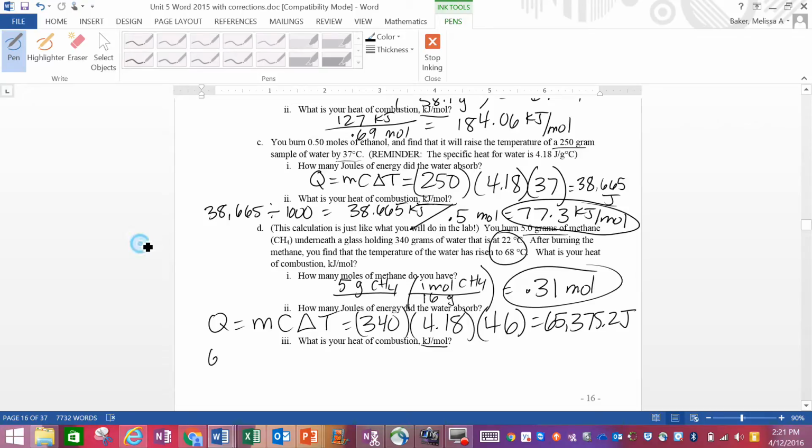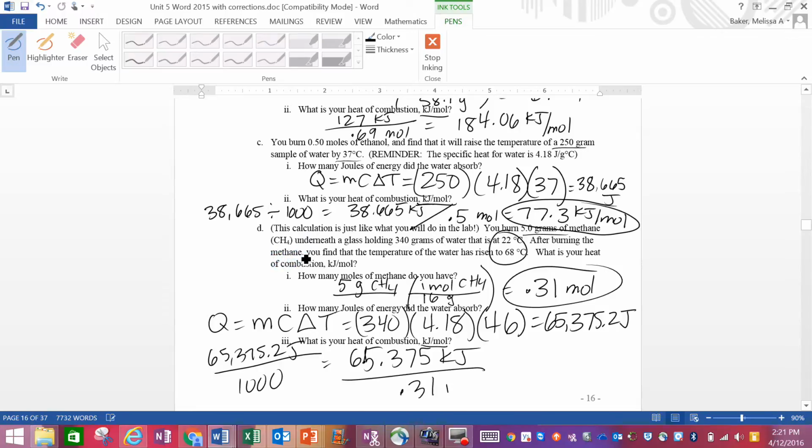So finally I'm going to put this all together and get kilojoules per mole. So first I need to do 65,375.2 joules divided by 1,000. That's 65.375 kilojoules divided by the 0.31 moles that I got in the first part of this question. Final answer, 209.2 kilojoules per mole is how much energy methane gives off. All right, there you go.